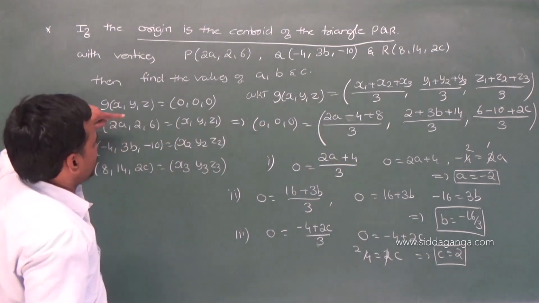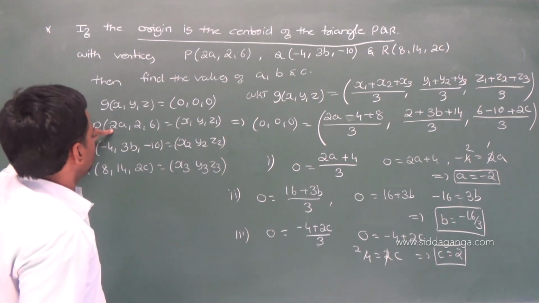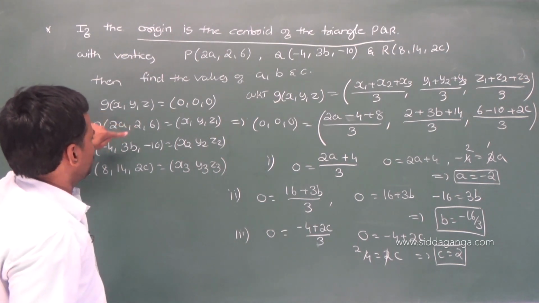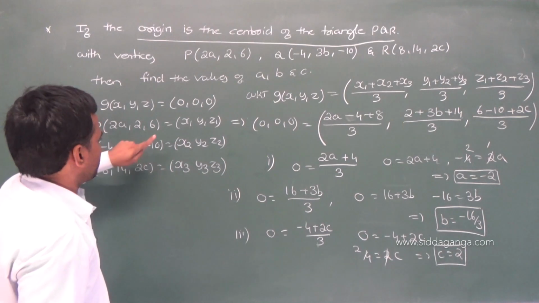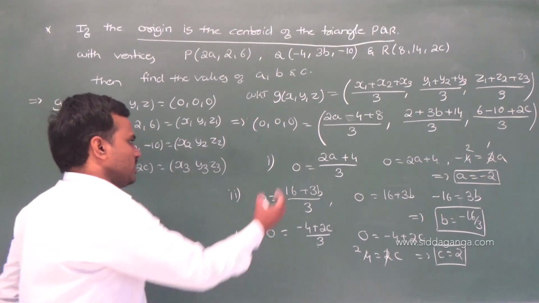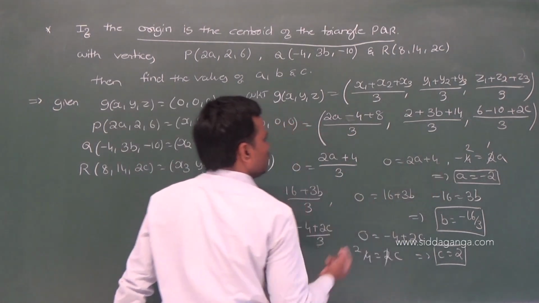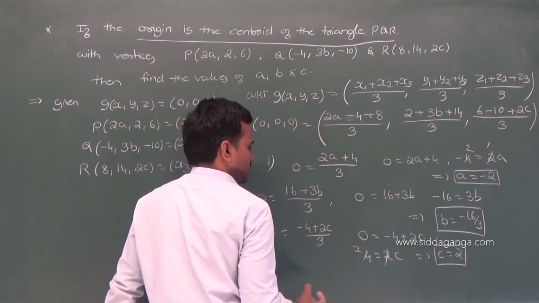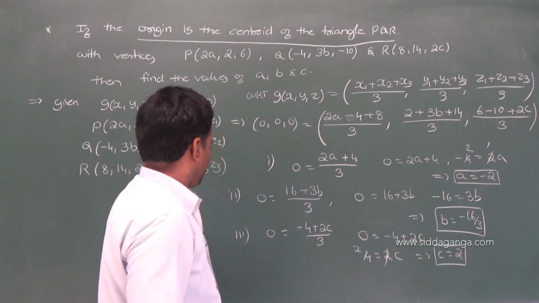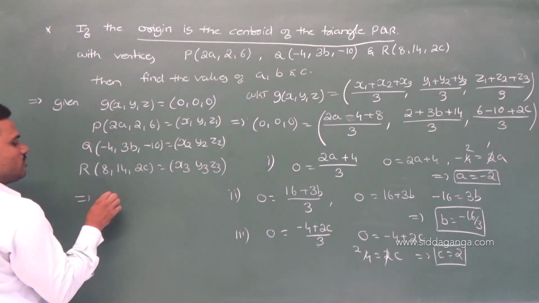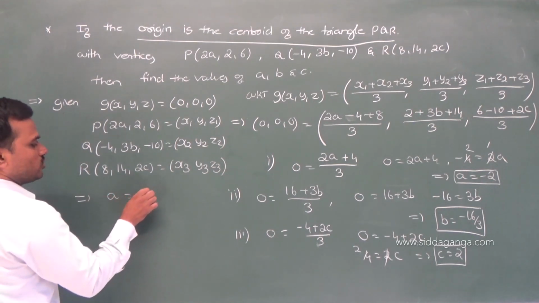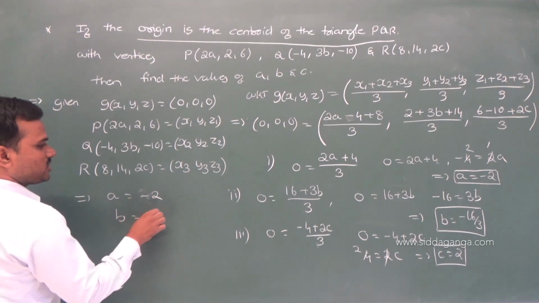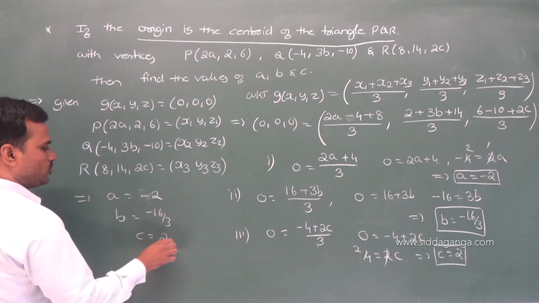See, observe here. We are equating the coordinates. x1 is 2a, x2 is minus 4, x3 is 8. First point is over. y1 is 2, 3b, 14. Y coordinate is over. z1, 6 minus 10 plus 2c. Equating x coordinate, we got the a value. Equating y coordinate, we got b value. And similarly, equating z coordinate, we got the value c. So the values of a, b and c are: a is equal to minus 2, b is equal to minus 16 by 3 and c is equal to 2.